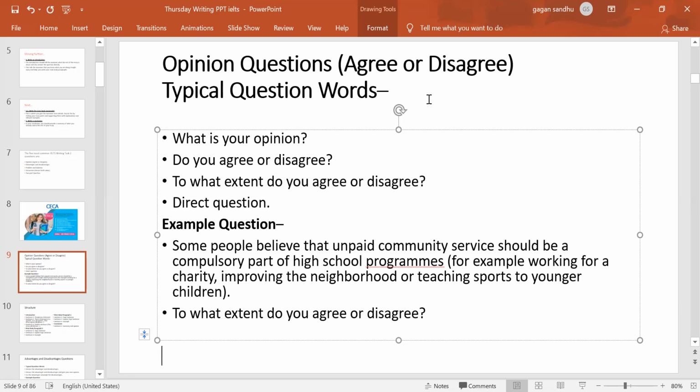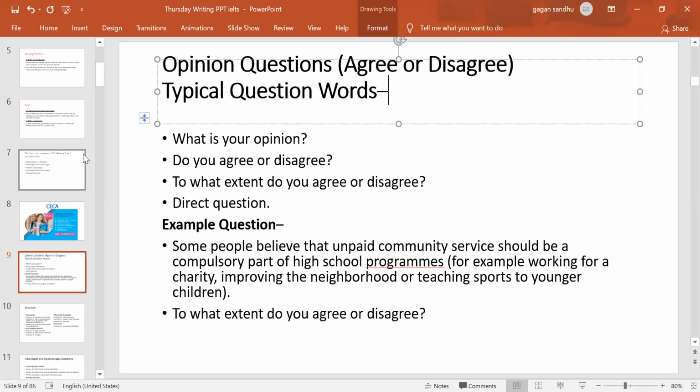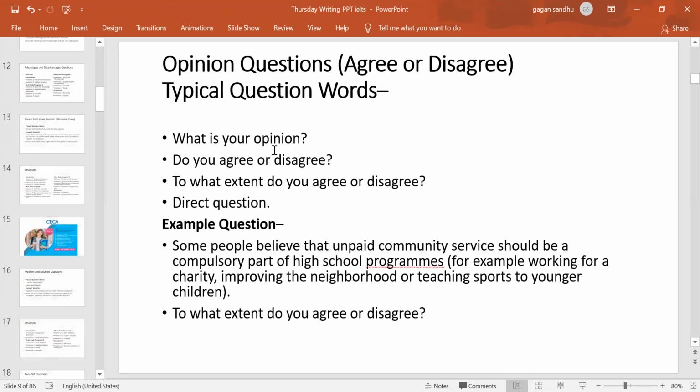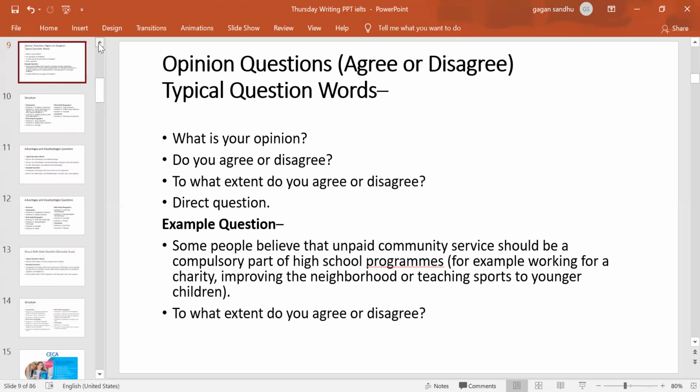So these are the typical words when it is a question type essay. What is your opinion? Do you agree or disagree? To what extent do you agree or disagree? And maybe there will be a direct question. So out of these, anything can be beneath your statement, beneath your scenario given. And if any such sentence is asked to you, that essay falls into the category of opinion question, where it is asking whether you agree with this situation or disagree with it, right?